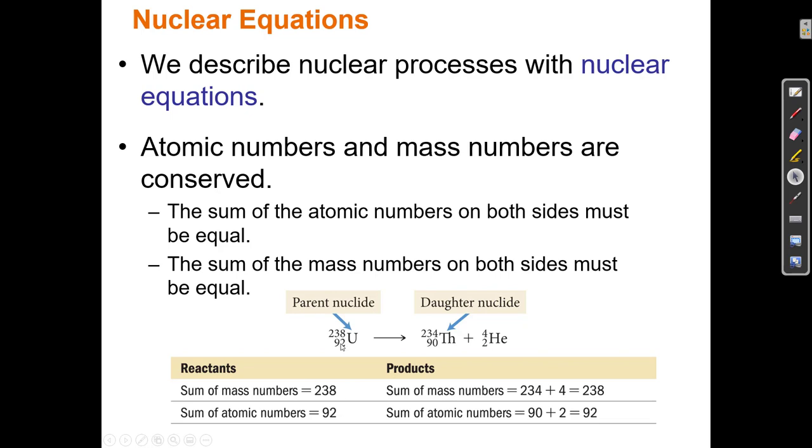These numbers must be conserved because mass is conserved in every reaction. Mass doesn't disappear and I don't create new mass, it just transforms. So 238 on top, 234 plus 4, 92 on the bottom, 90 plus 2.